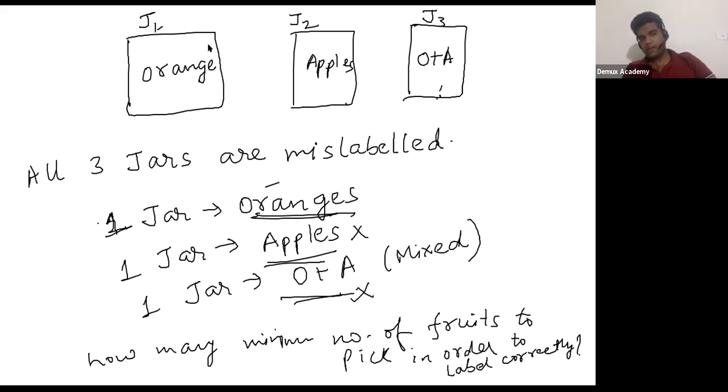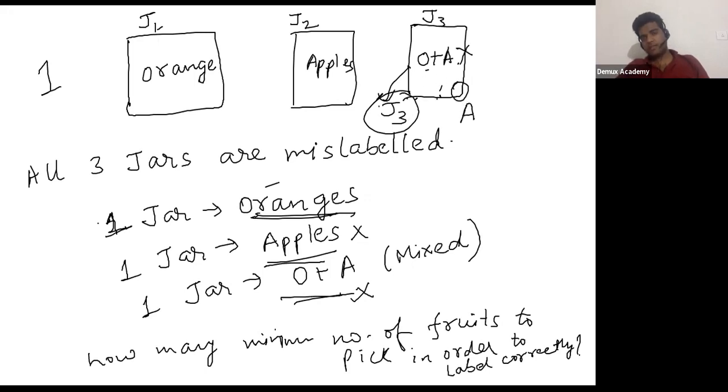So these jars are mislabeled. I will go and pick up one fruit from the jars. You have to tell me the minimum number of fruits I need to pick in order to label them correctly. I need to find out which jar has what. That's the question. And the solution to that is that you need just one. How? You pick up one fruit from J3. J3 is labeled O plus A, so it definitely isn't O plus A. It is either only O or only A, right?